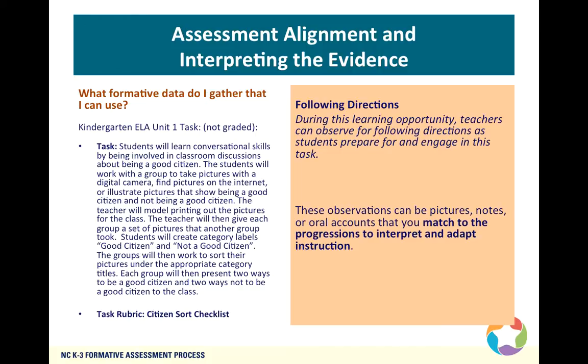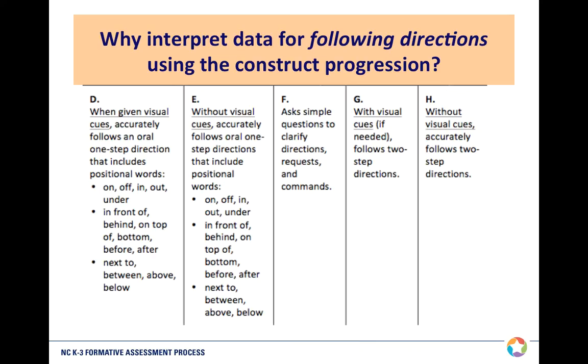So there are a lot of expectations around this activity, and what you do is a citizen sort checklist. The other thing that you can be observing for is how well students are following directions. And one way that you can observe for this is to take pictures, notes, oral accounts as you match to the progression to interpret and adapt your instruction. So let's take a look at the progression together.